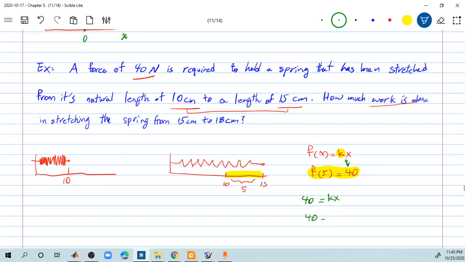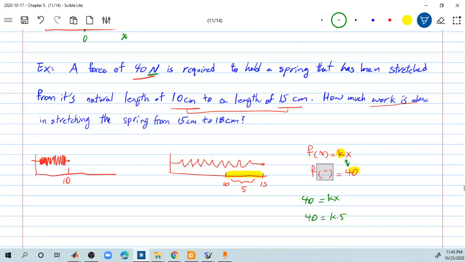So 40 must equal k times 5. Oh, one thing that I forgot to mention: for Newton, if the unit is given in Newton, you always need to change this unit from centimeter to meter. So instead of 5, actually you should use 0.005. So I'm going to do that.